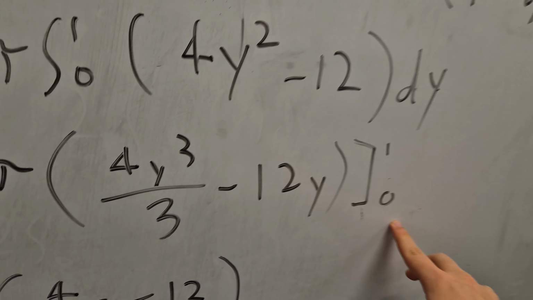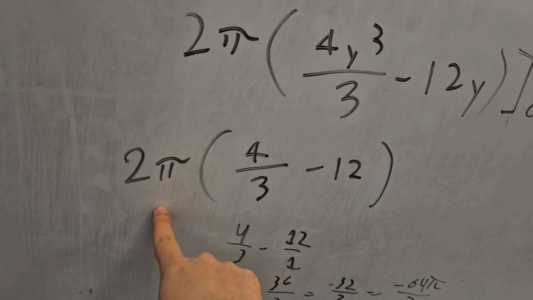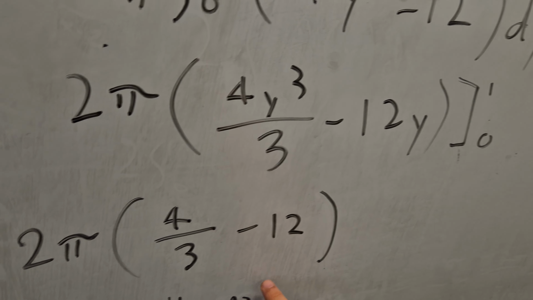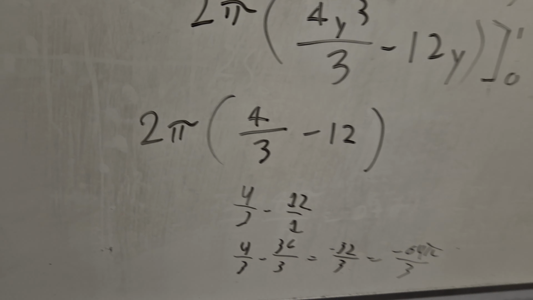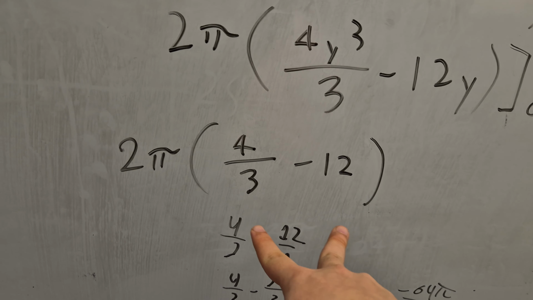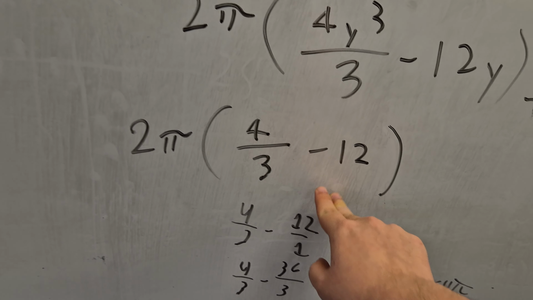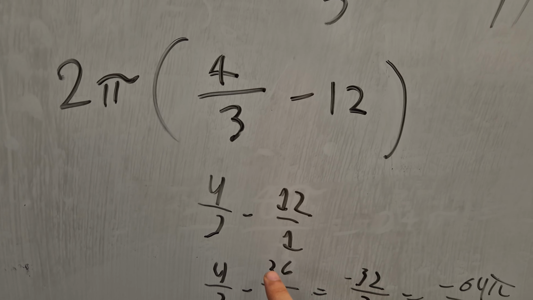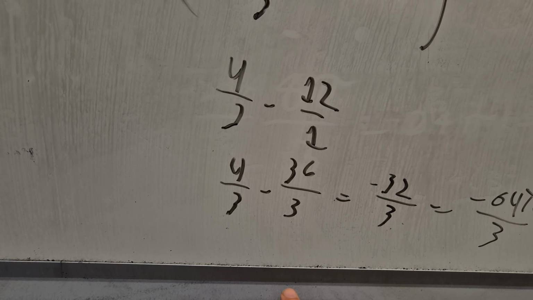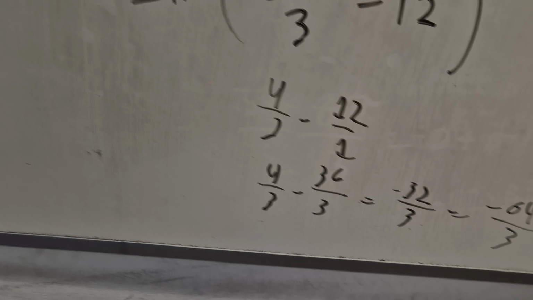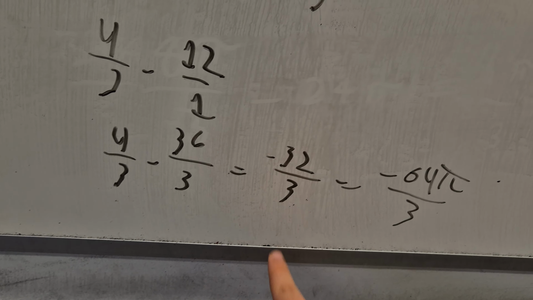We already know that plugging in 0 here would just get us 0. So we can just worry about 1. So 2 pi times 4 over 3 minus 12. Right? And what we did from here is we actually subtract this inside first just for convenience. So 4 over 3 minus 12 is also equal to 4 over 3 minus 36 over 3. And then when we subtract, we have negative 32 over 3.